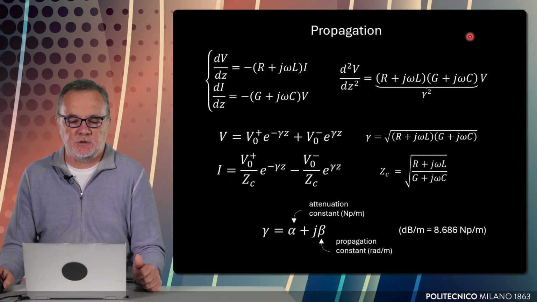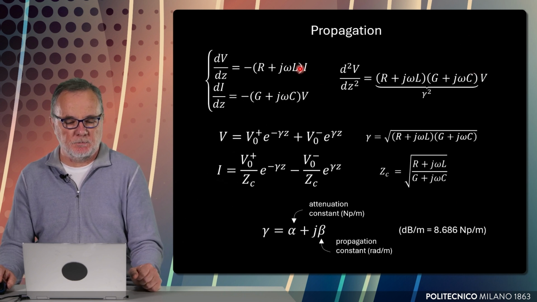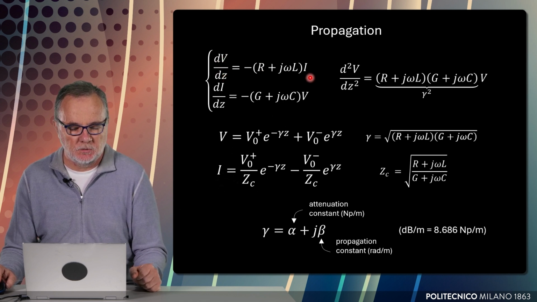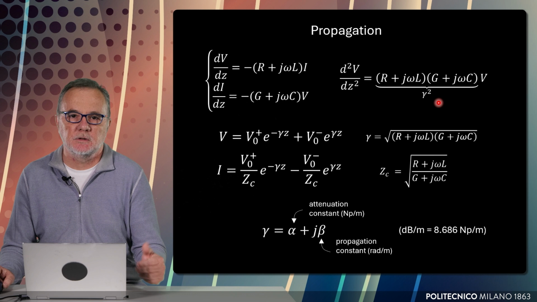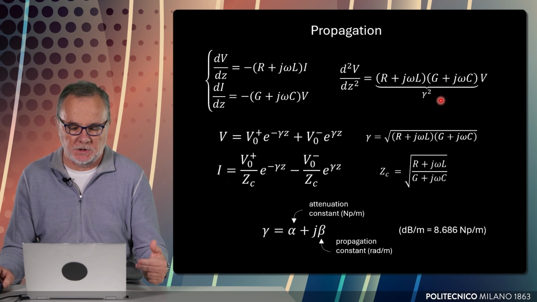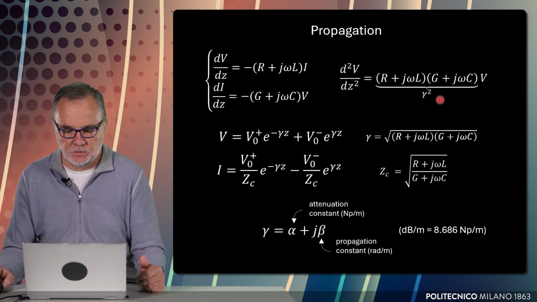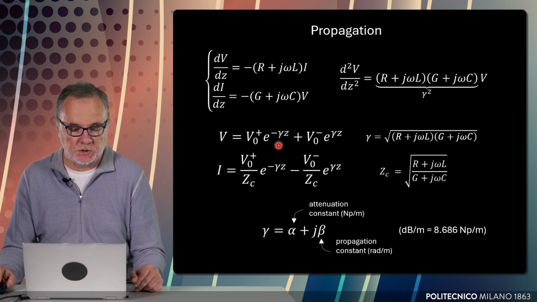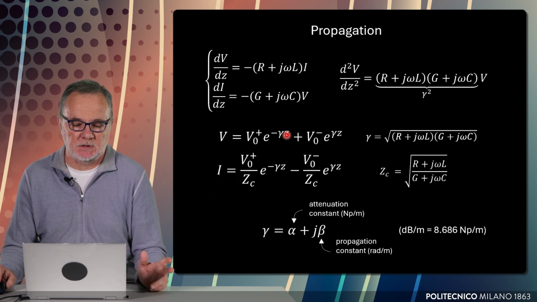So, as far as propagation is concerned, the presence of a complex coefficient that relates the variation of V with respect to Z to I, and the variation of I with respect to Z to V, introduces a complex dependency in the parameter that appears in the wave equation for voltage and current. So the solution to this equation is now a couple of waves in which the complex wave function is governed by a parameter gamma that is complex.